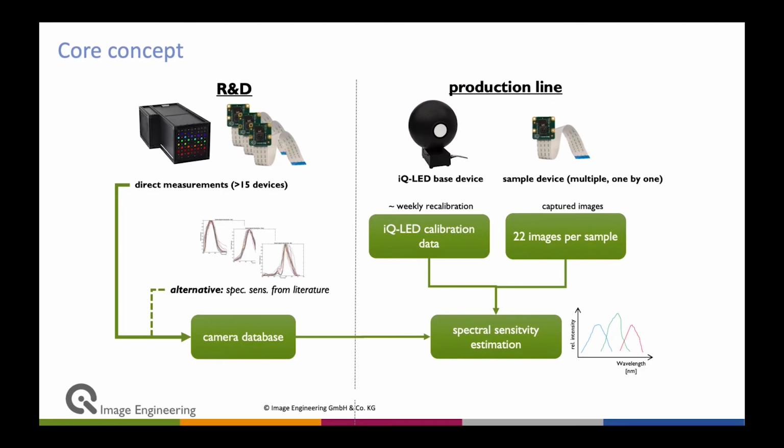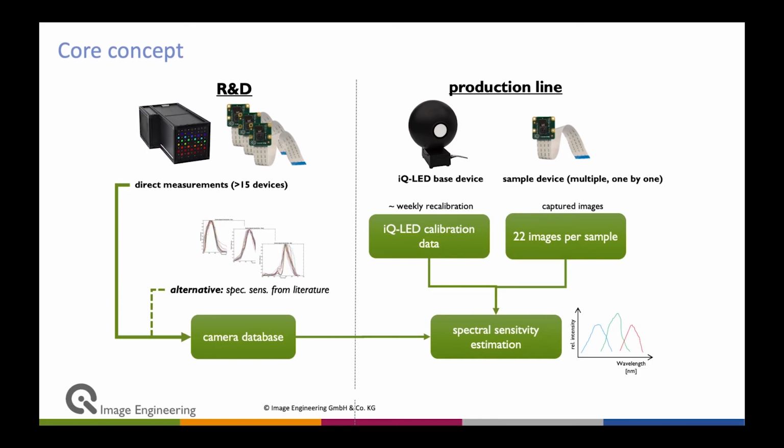If you already have an IQ-LED light source or are thinking about integrating an IQ-LED light source on your production line, you can also do a spectral sensitivity measurement with that. And that's extremely powerful because the IQ-LED calibration light source can then be used for many different things. With the same light source, you do a shading and gain calibration, you do defect pixel detection, white balance and so on. But you can then also do the color conversion calibration or the spectral sensitivity calculation.